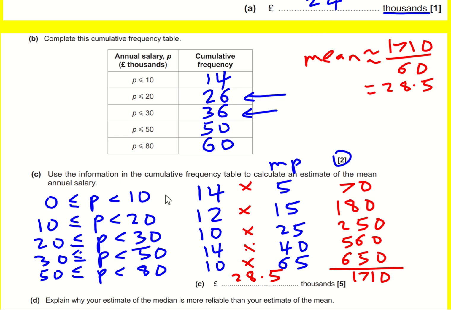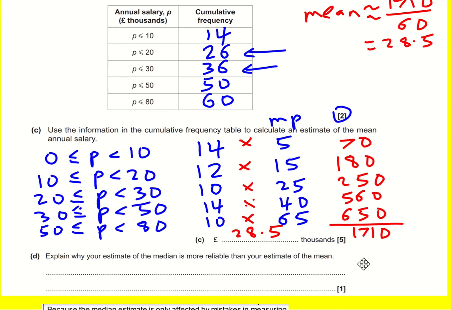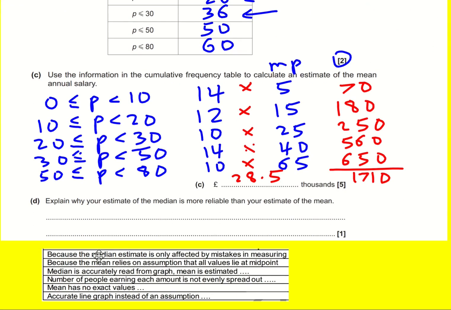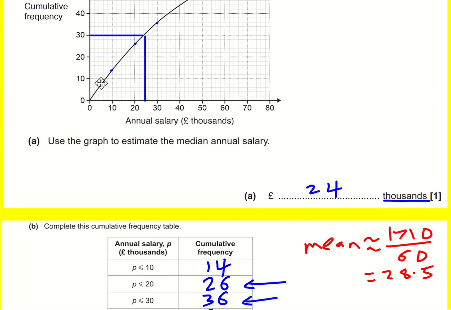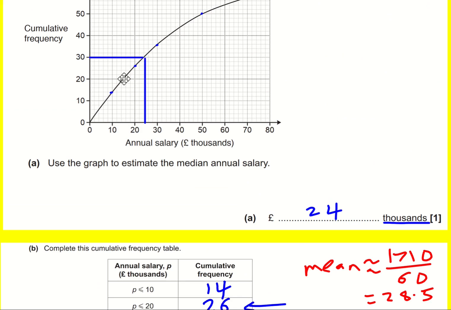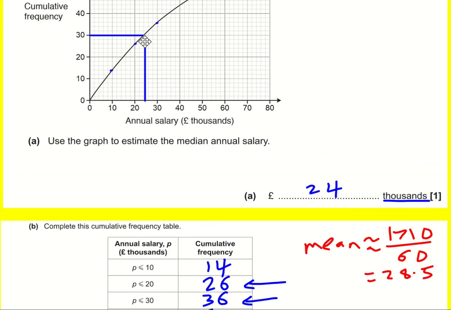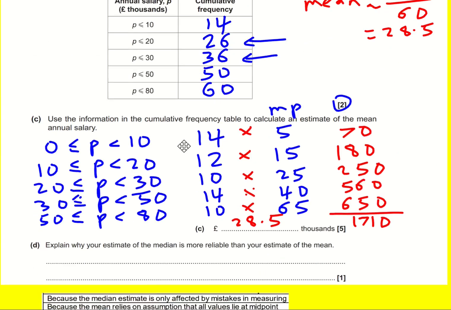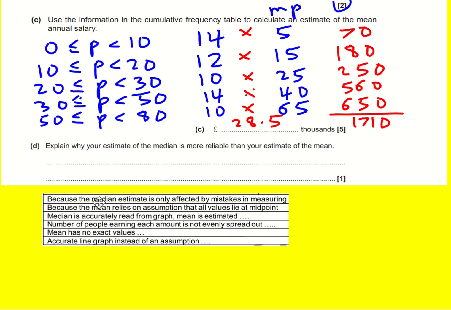Okay, I'm going to show you the mark scheme for this. There's lots of accepted answers for this 1 mark. So the median is only affected by mistakes in measuring. When I drew the graph, and then I measured it, so it should be quite accurate. Whereas the mean relies on, by the way, any one of these would give you the 1 mark. The mean relies on your assumption that the values lie at the midpoint. The median's accurately read from the graph, whereas the mean's estimated.